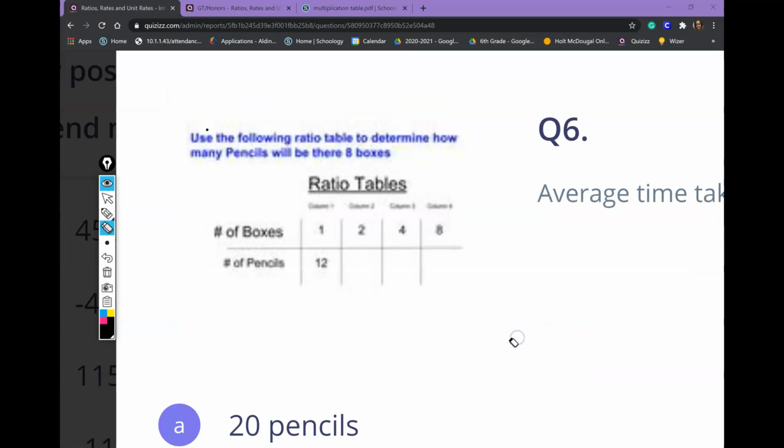Alright, so it's a little bit blurry, but we're going to look at this question. It says, use the following ratio table to determine how many pencils will be there. 8 boxes.